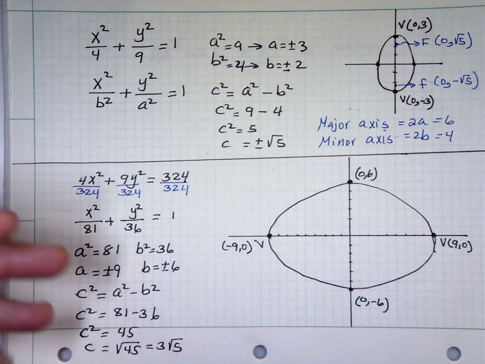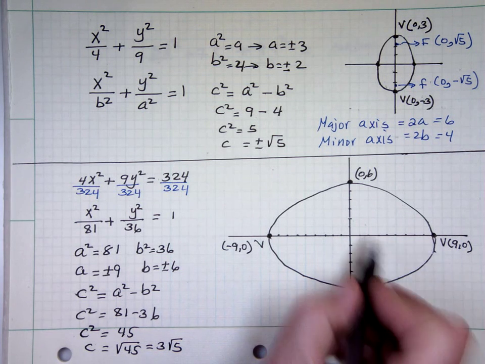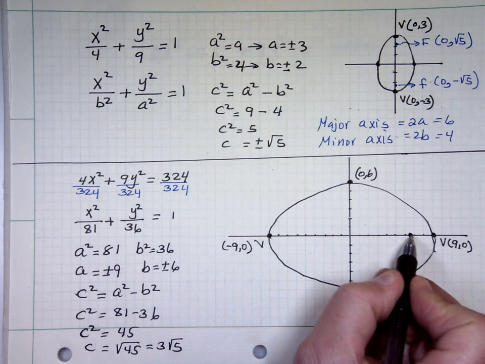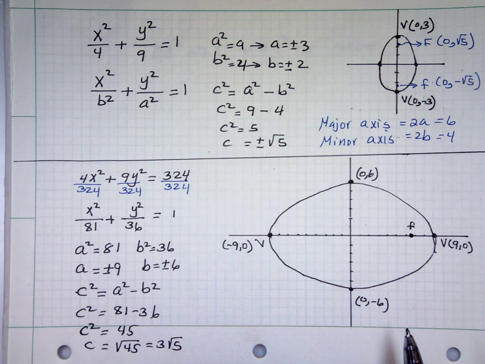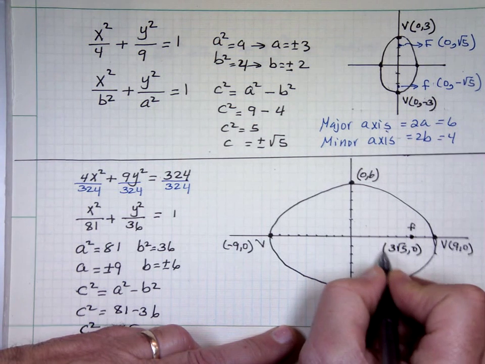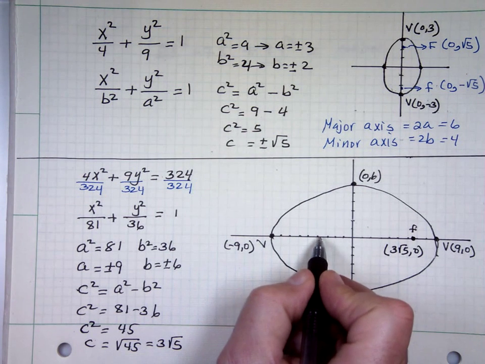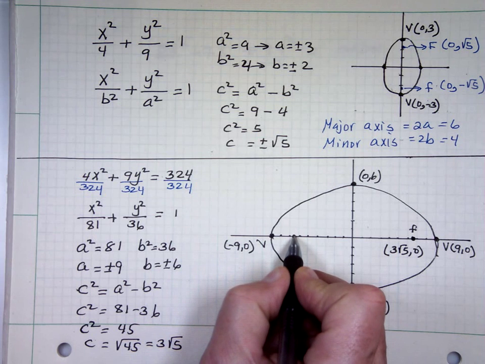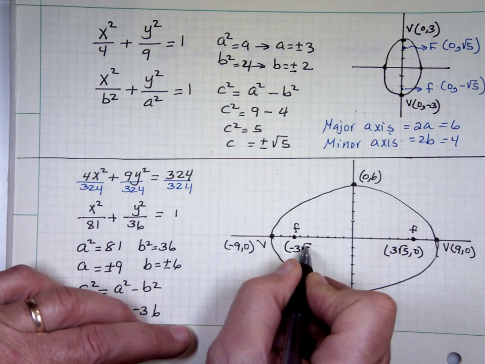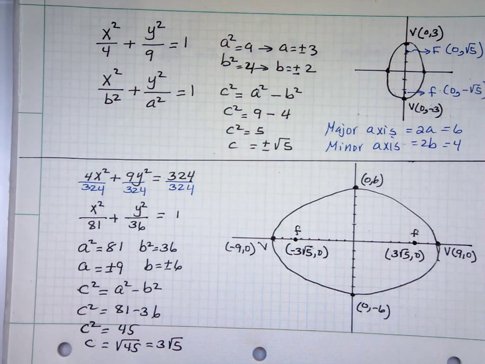7 times 7 is 49, so it's less than 7. 1, 2, 3, 4, 5, 6, 7, a little bit less than 7. That's one focal point, which is 3 the square root of 5 comma 0, if they ask for the exact answer. And the other one, 1, 2, 3, 4, 5, 6, 7, right here. Negative 3 the square root of 5 comma 0. Maybe 6.8, who knows, square root of 45.